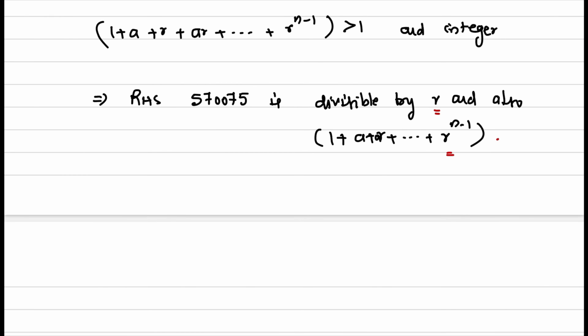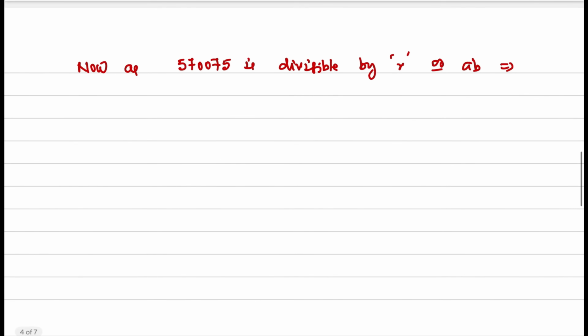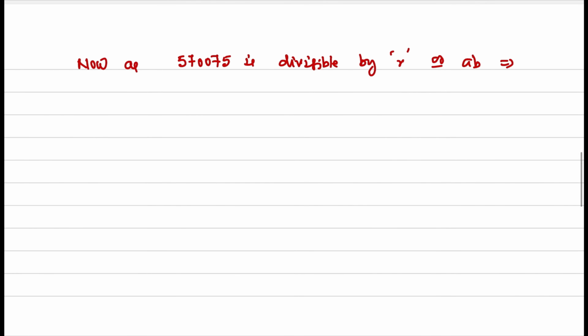Now, as 570075 is divisible by r or ab, let us find the factors. Find the factors of 570075.